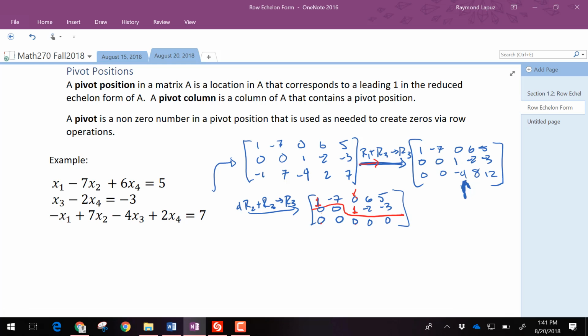So between columns 1, 2, 3, and 4, which are the pivot columns? 1 and 3, right? So the pivot columns, a column that contains a pivot position, the pivot positions are those positions where you have 1s as a leading entry. So we have pivot columns in 1 and 3. A pivot is a non-zero number in a pivot position used to create zeros. So we didn't have to do it in this case, but if this were non-zero, then we would have had to use our pivot to make that into a zero. But in this case, we didn't have to do that. All right?